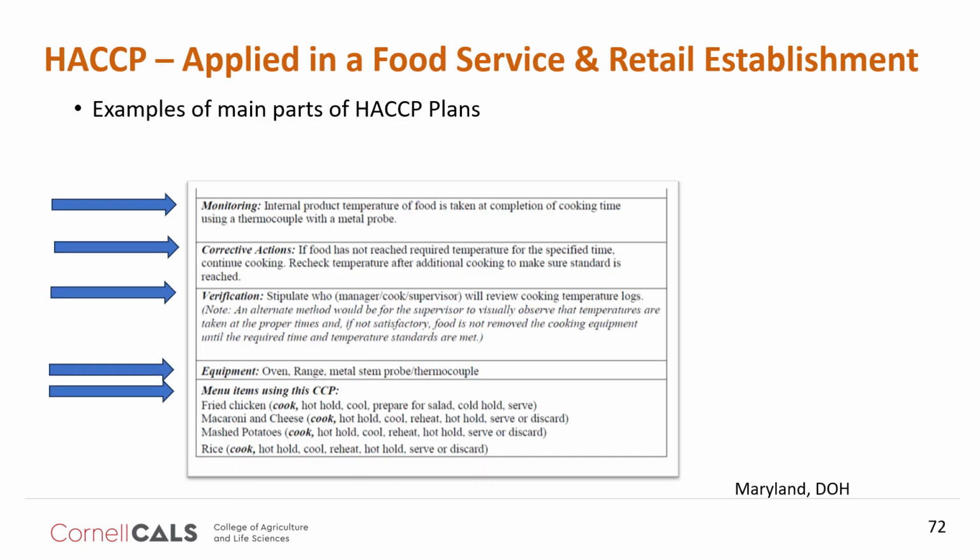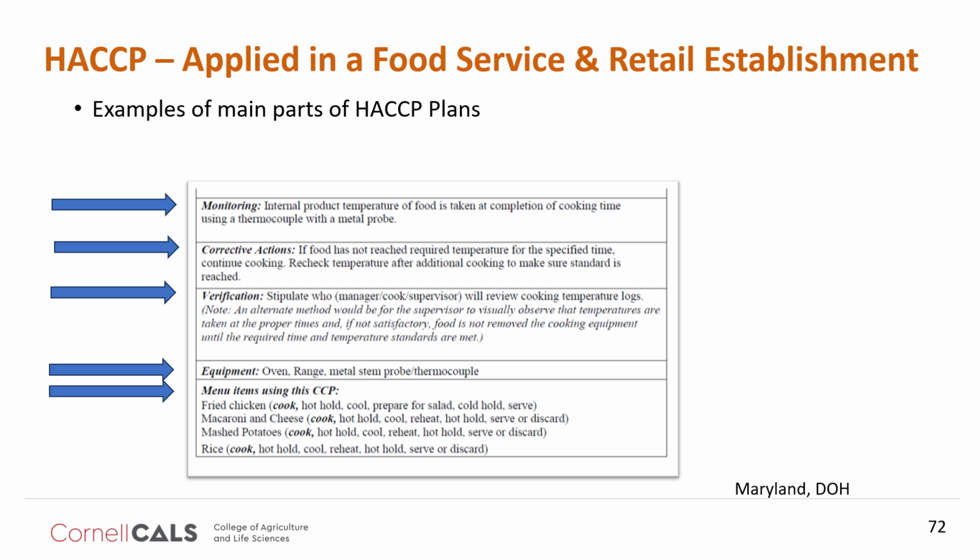If we continue with this document, what follows is defining how this step will be monitored in all situations. For example, it says we will use a probe thermometer at the end of cook step. What will be a corrective action when we don't reach the critical limits? Do additional cooking and recheck the temperature.